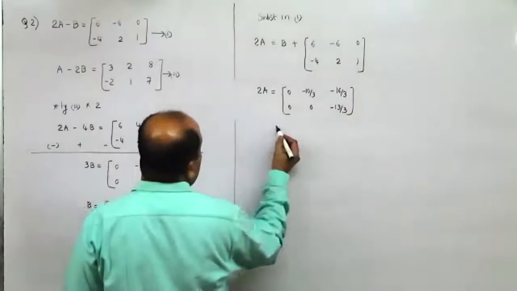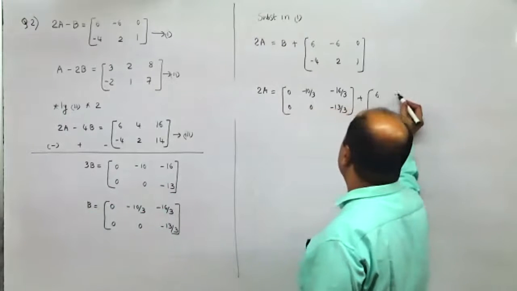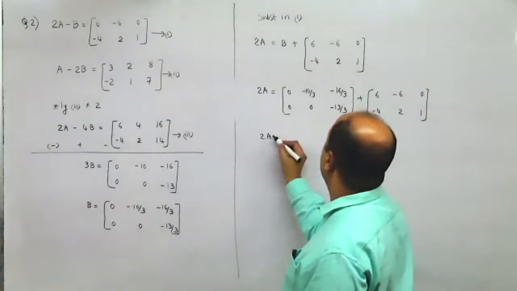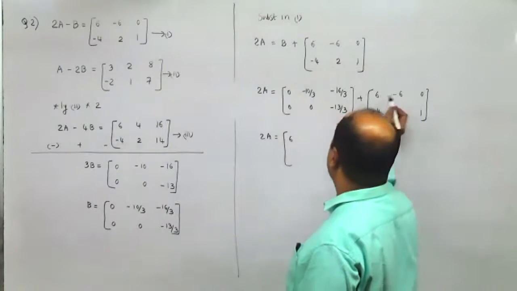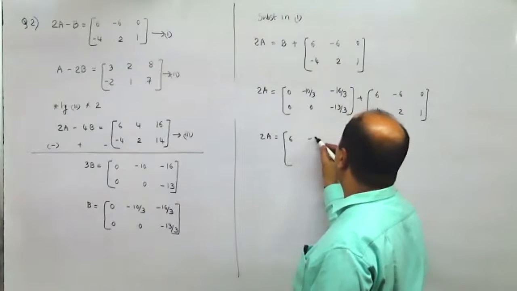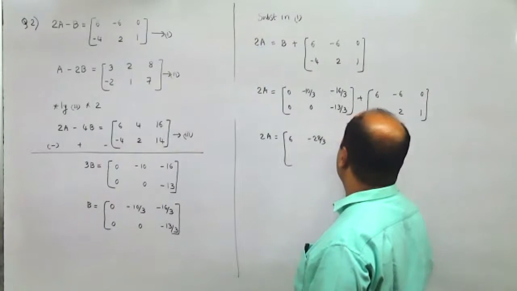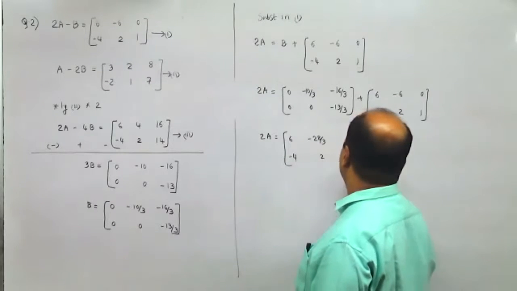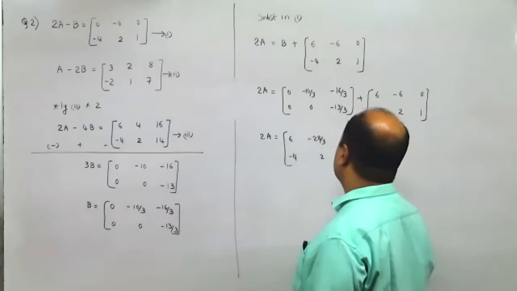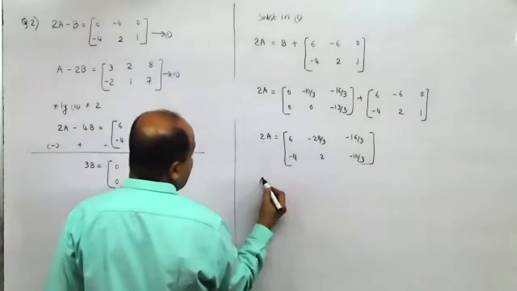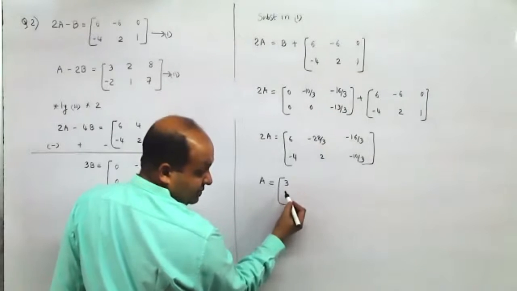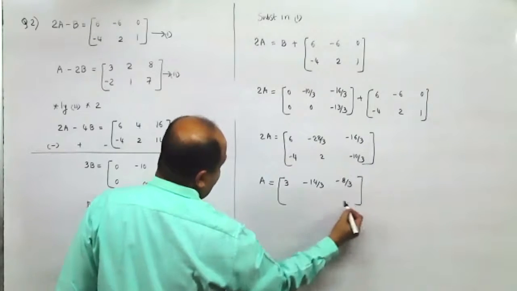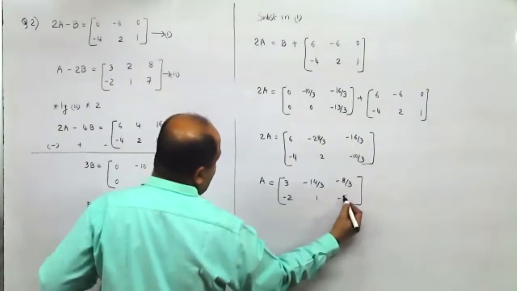This would be therefore plus 6, minus 6, 0, minus 4, 2, 1. So 2a equal to 0 plus 6, 6 minus 10 by 3 minus 6 is minus 10 minus 18, minus 28 by 3, minus 16 by 3. This is minus 4, this is 2, and this is minus 13 by 3 plus 1, minus 10 by 3. Therefore, a would be half of this. So a would be 3. Here minus 14 by 3, minus 8 by 3, minus 2, 1, and this would be minus 5 by 3.